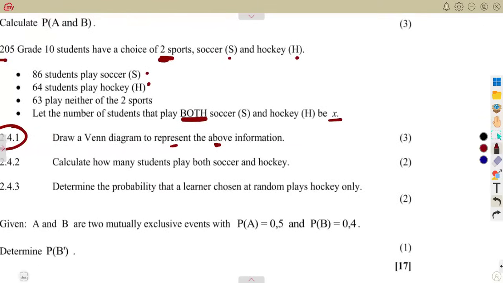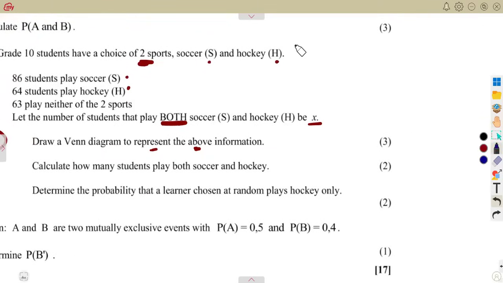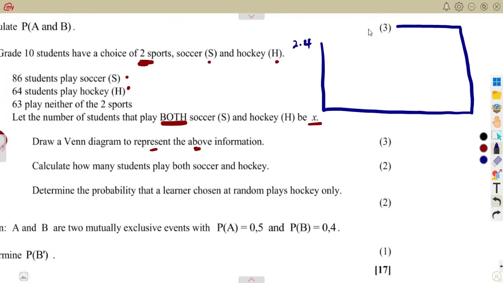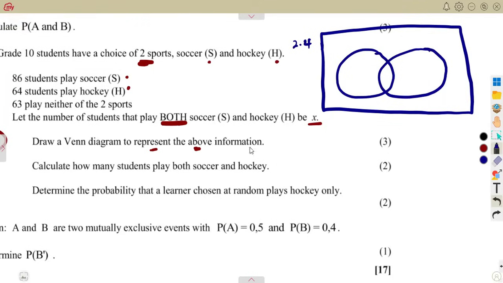Okay, let me just sketch it here, guys, where we see our information. We're just going to have our sample space, in this case, having 2 sets, soccer and hockey, intersecting. Why are they intersecting like this? Because we are given that there are those who take both soccer and hockey. Those who take both will be represented with X for both.